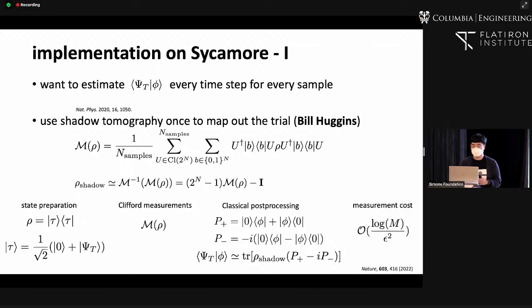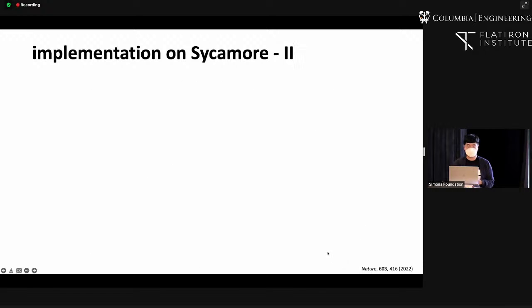So the measurement cost here goes like log of M divided by epsilon squared. M is the number of statistical samples in the simulation. And 1 over epsilon squared is the error in this overlap estimation. So we can estimate this up to the additive error epsilon efficiently.